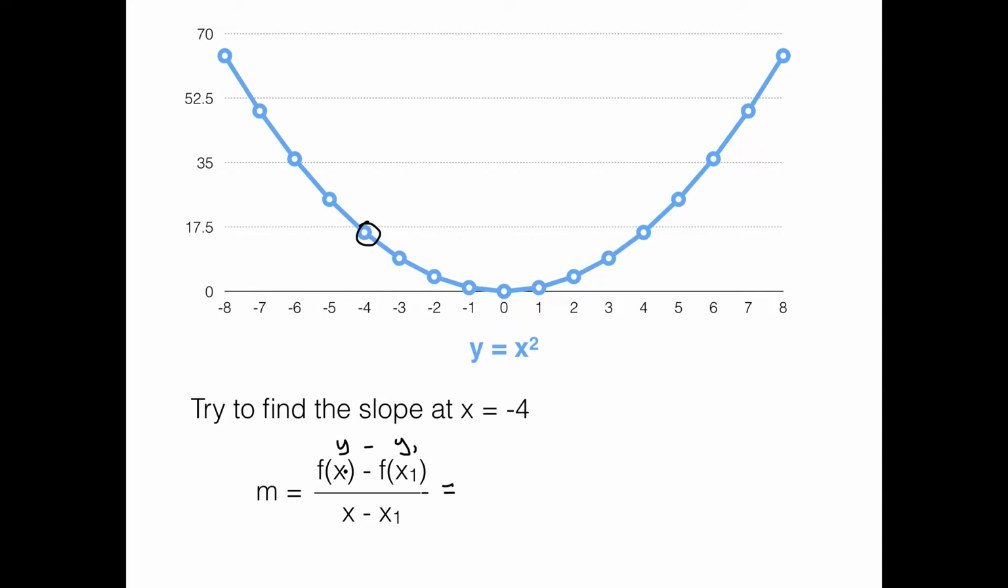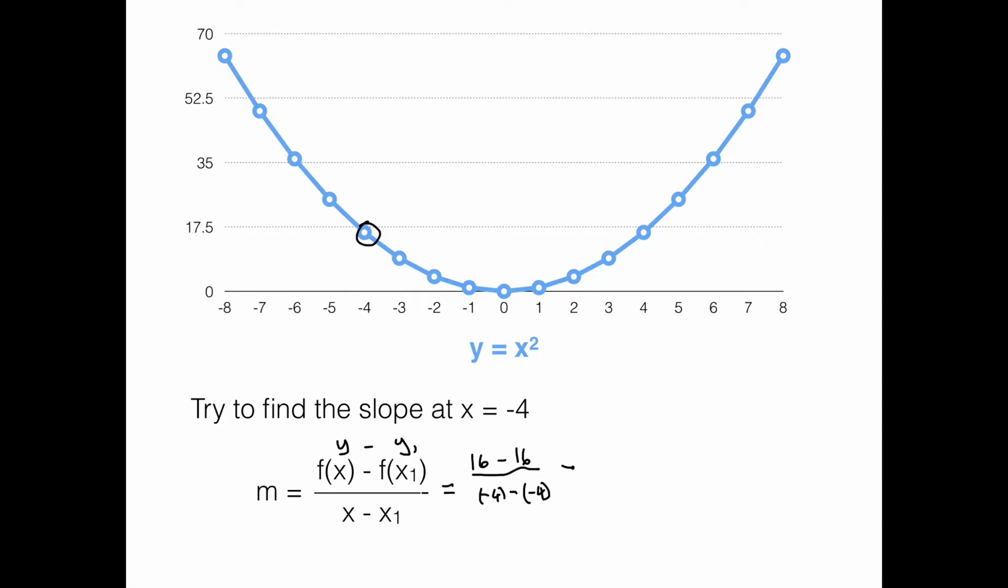which is just going to be f of x, which is f of -4, and notice it's x squared, so we don't really need the graph to figure out what that's going to be. So x squared is -4 squared, which is going to be 16, minus f of x1, which is again -4, so that's just going to be 16 minus 16 over, and x is going to be -4 minus -4, again because x1 is also -4.